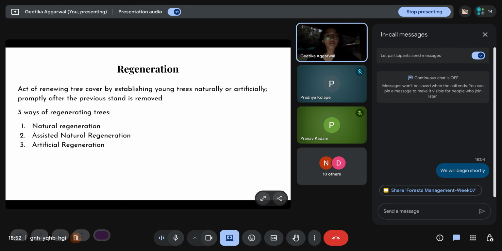It's basically the act of renewing tree cover. It can either happen naturally or artificially, and it should be mostly carried out promptly after the previous stand has been removed. So, as soon as the previous stand has been removed, you should be carrying out regeneration practices. Why is that? Because if you leave it fallow for a long time, the soil can get eroded.